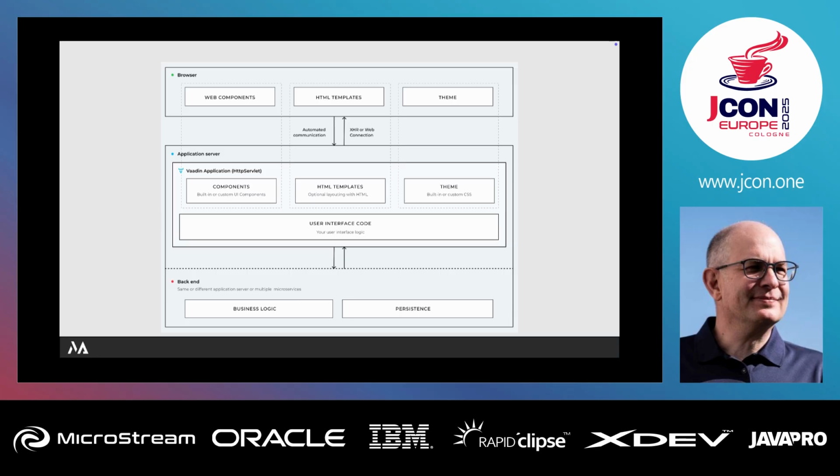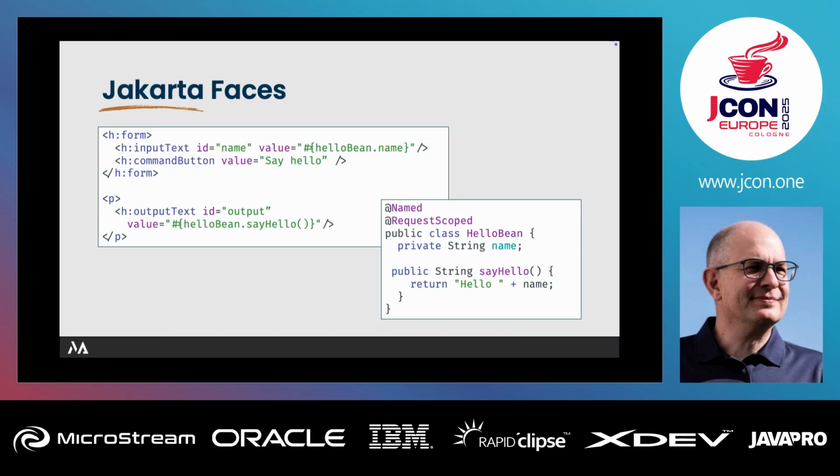And the benefit of that architecture for sure is you can directly access the backend, you run it maybe in the same application. You can integrate the user interface code with the business logic or the persistent logic, depending on what you want to do, right? Then the other framework is Jakarta Faces.